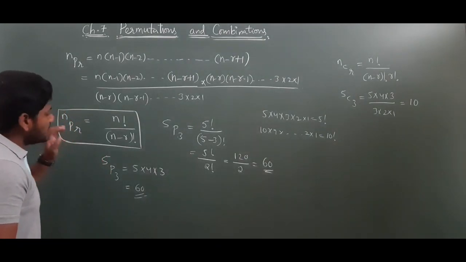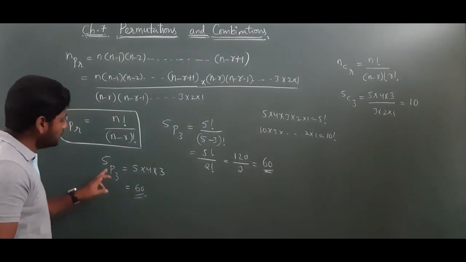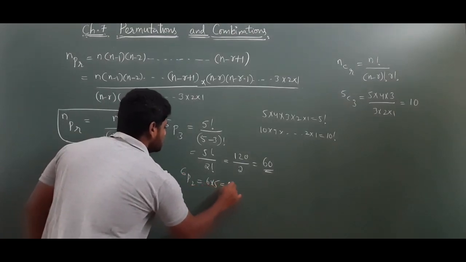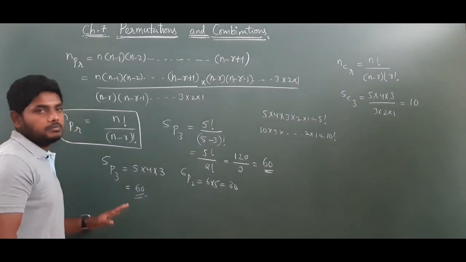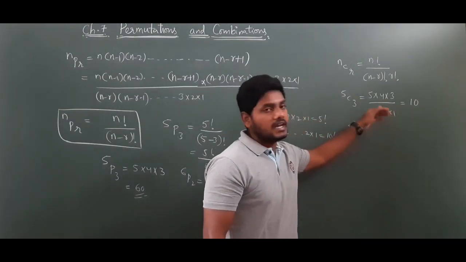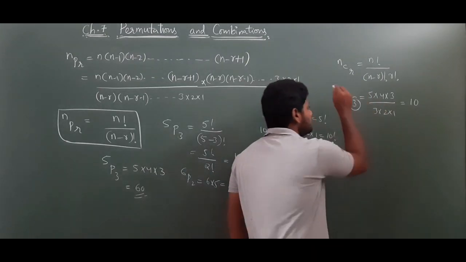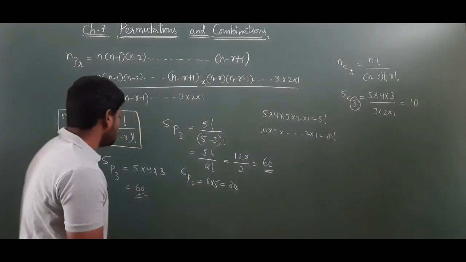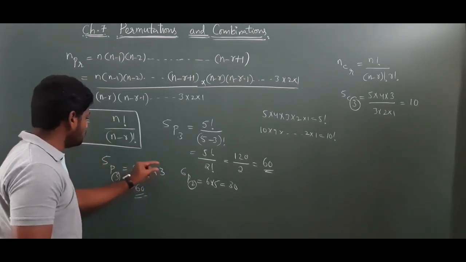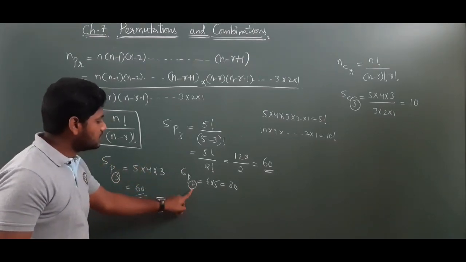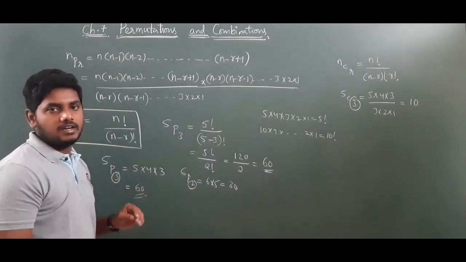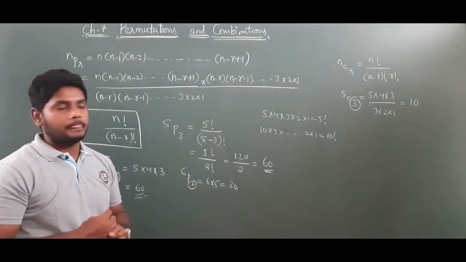nPr means n decreasing r times. 5P3 means 5 decreasing 3 times, 6P2 means 6 decreasing 2 times, 6 into 5, 30. This is permutations. When we are discussing nCr, 5 decreasing 3 times, and in the denominator we also need to decrease. But when it comes to nPr, no need to do that in the denominator. Directly in the numerator only, 5 decreasing 3 times, 6 decreasing 2 times, n decreasing r times. Like that we need to solve.